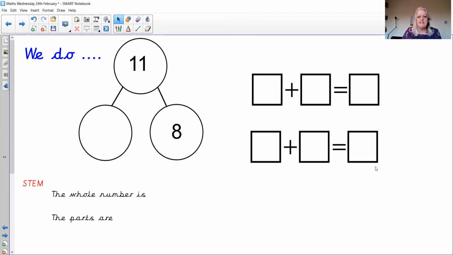Should we do one more? And we've got some addition calculations that we can complete for this one. So tell your grown-up, what is the whole number? The whole number is 11, 1, 10, 1. And my parts are 8 and, what is my other part? Put 8 in your head and you count on until you get to the whole number 11. So 8, 9, 10 and 11. I have 3 more. So my parts are 3 and 8.